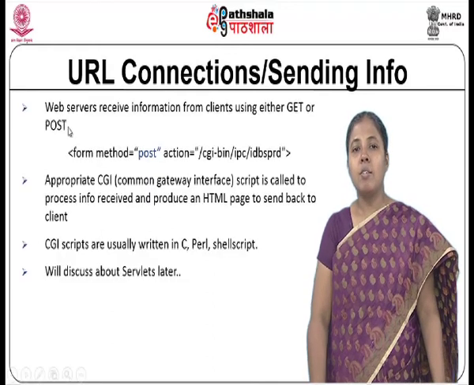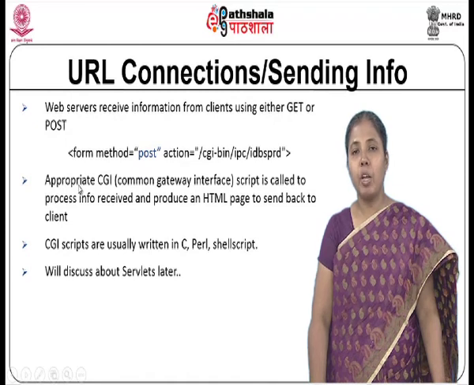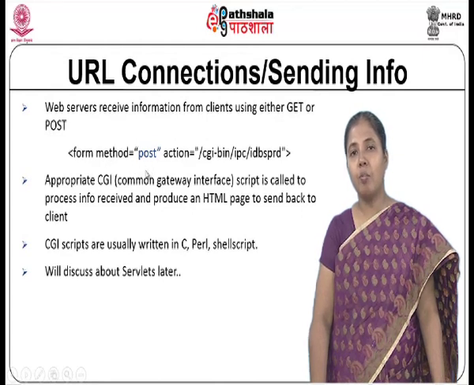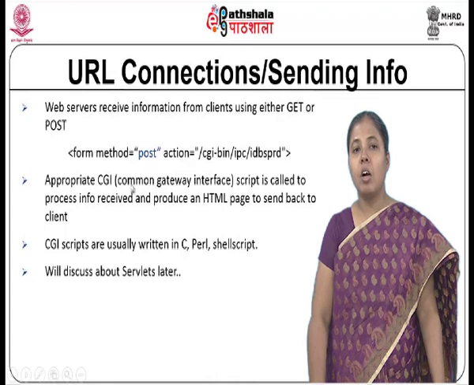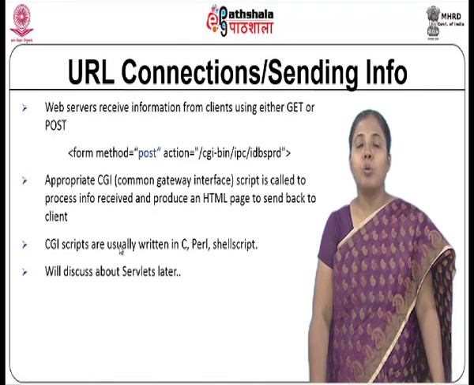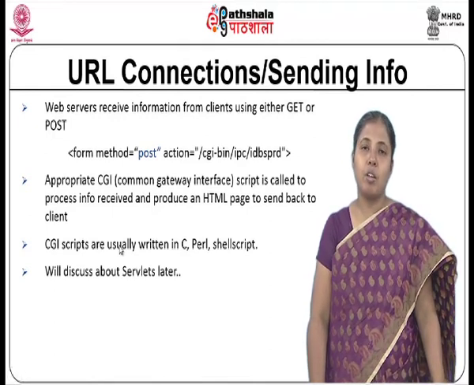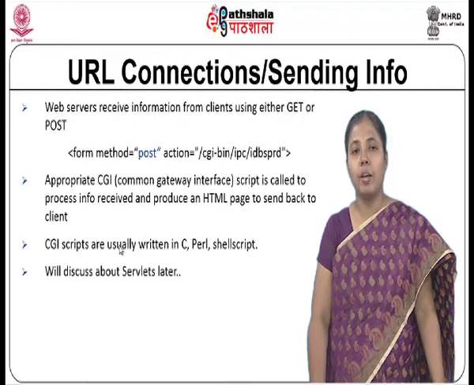Here, the web server can receive information from clients using either a get method or a post method. There are two kinds of request types, get or post. If it is a post method, then when you create a form, there is an attribute called method for which you would have given a value called post. This means the entire information that you want to pass would be attached to the header and sent to the server, and an appropriate CGI script would process this information and produce a response as an HTML page back to the client.